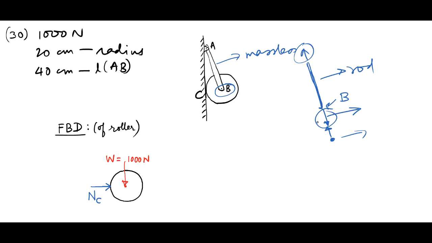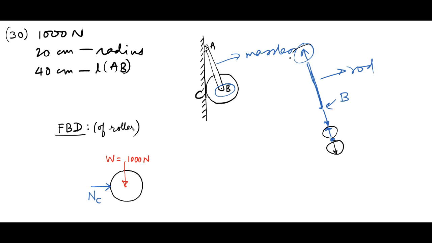So this is an action-reaction pair. The pin and the rod exert equal, opposite and collinear forces on each other, and the pin, which doesn't have any weight of its own, is in equilibrium. That can only mean one thing: there is an equal and opposite force on the pin. So these two forces on the pin cancel.